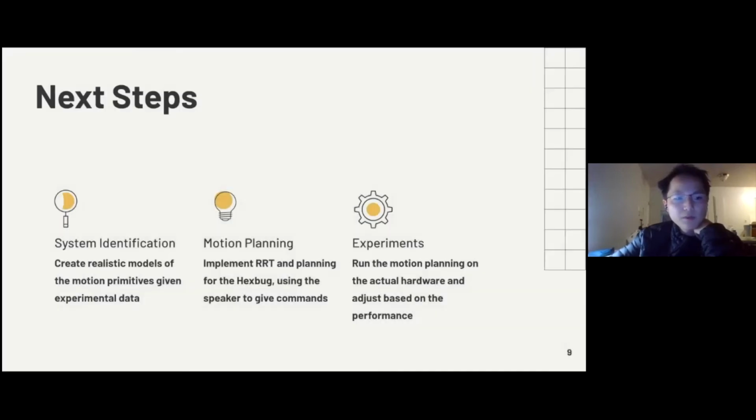The next steps we will be working on throughout this project as the weeks go on are comprised of 3 steps. First, we need to perform system identification to create realistic models of the motion primitives the hexbug has given experimental data. Secondly, we'll need to read more on motion planning theory and design a motion planner based on RRT using the speaker to give commands. And lastly, we need to run experiments by running the motion planning system we've developed on the actual hardware and adjust based on the performance.